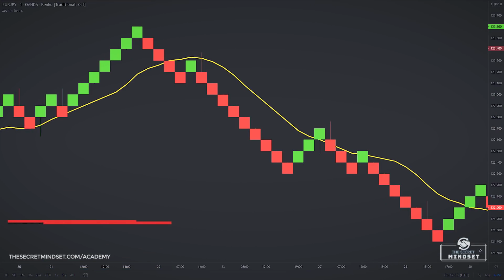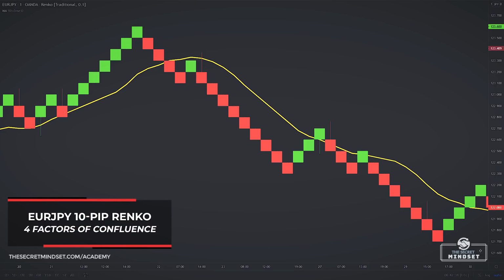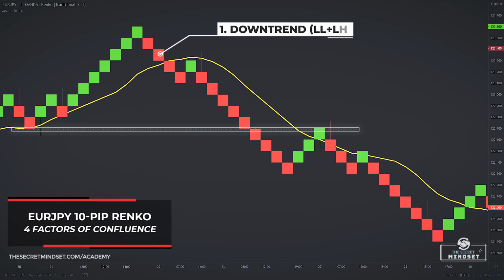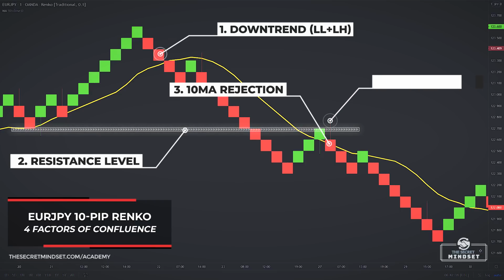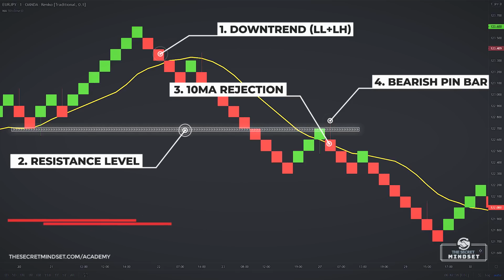This example shows 4 confluent levels that indicate a powerful short trading signal. The first factor is the bearish trend, and the second one is the support level that becomes resistance. The third one is the 10 moving average, which represents a dynamic resistance level, and the last factor is the Renko pin bar formation near this level in line with the trend.